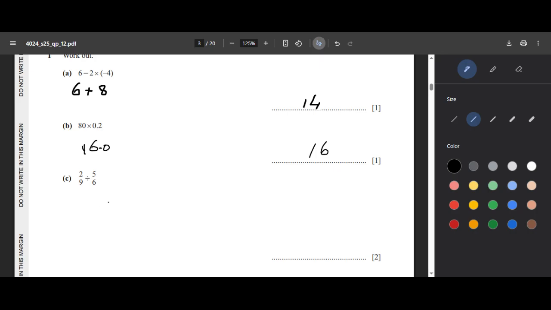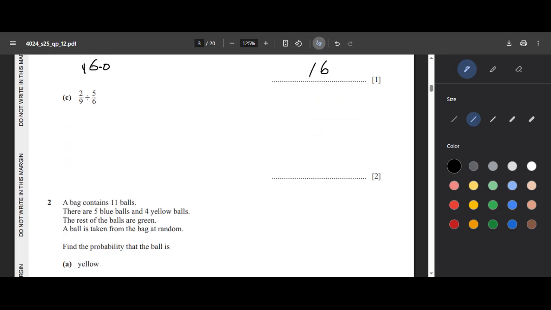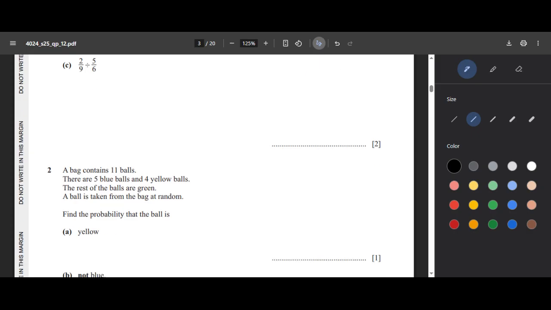2 over 9 divided by 5 over 6, so convert division to multiplication. 2 over 9 multiplied by 6 over 5, so 3 goes into 9 and 3 goes into 6. Your answer is 4 over 15.